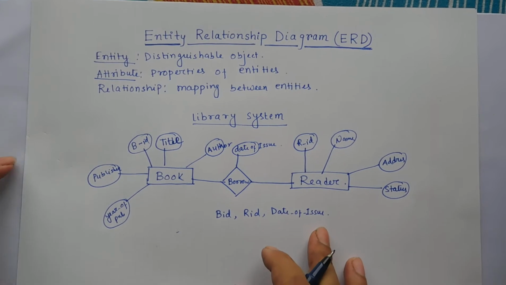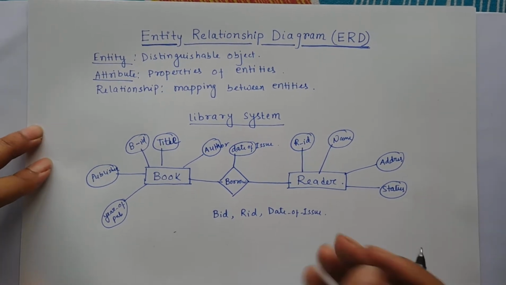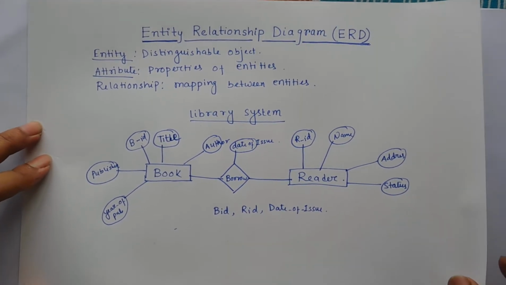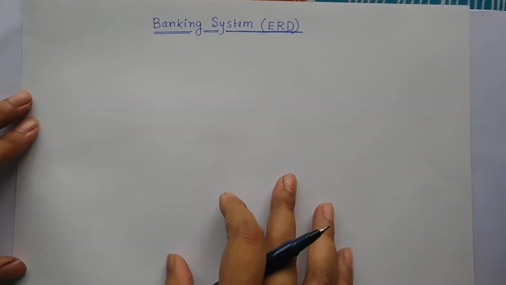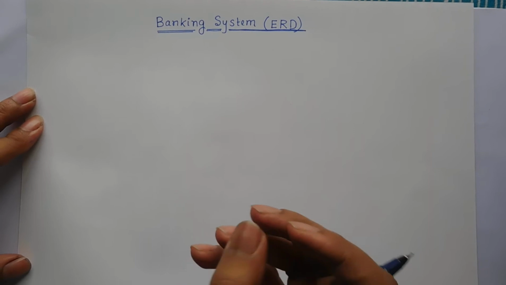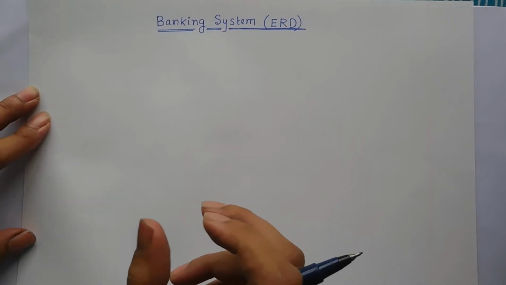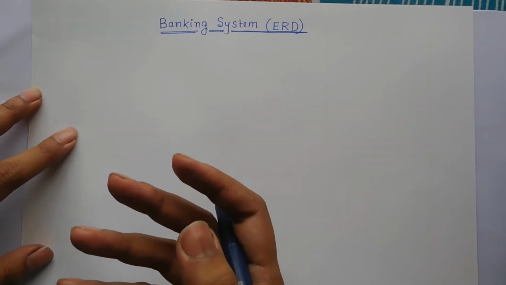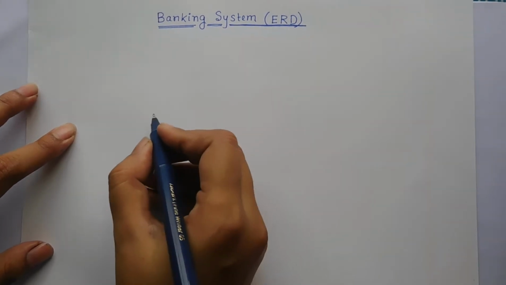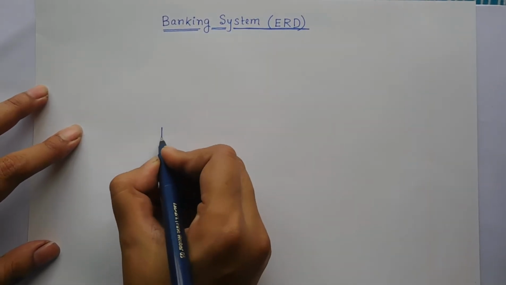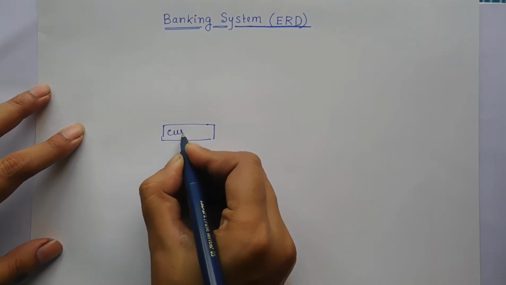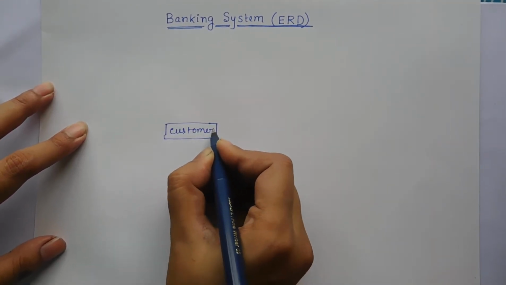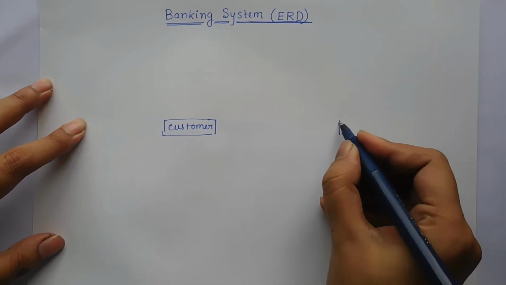Okay. So now we consider another example, that is a banking system. So at first we find the attributes and entities. So find the entities of the banking system. What are the entities? Suppose customer, account, these are the entities. So we write customer is an entity and account is also an entity.